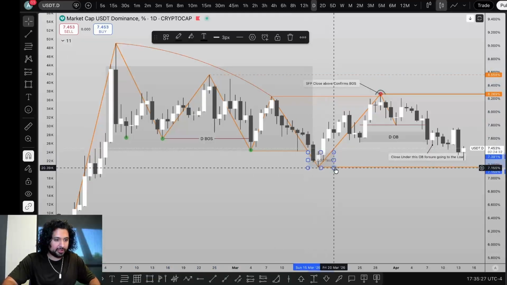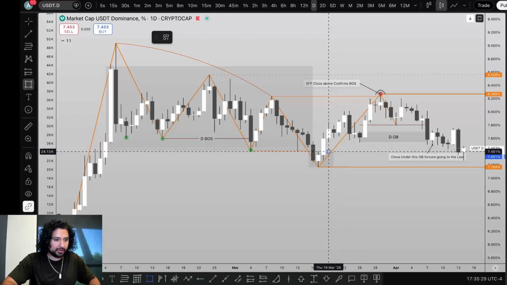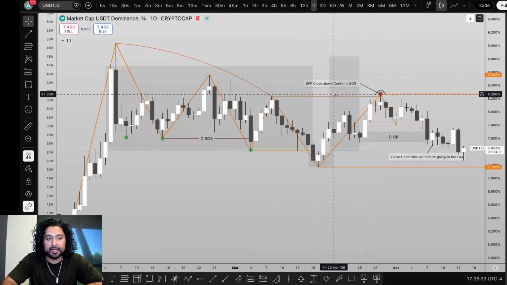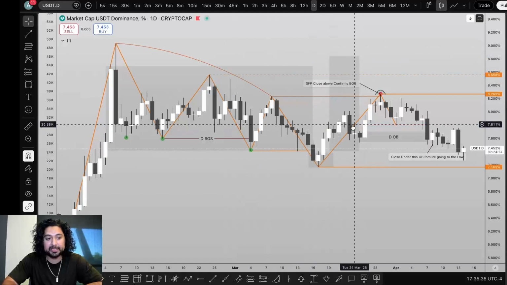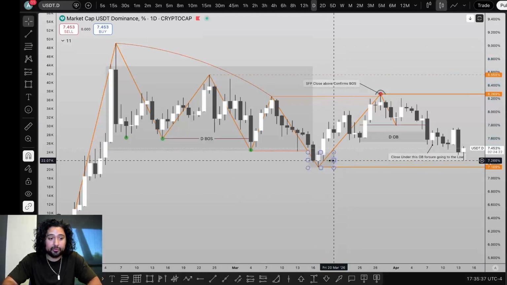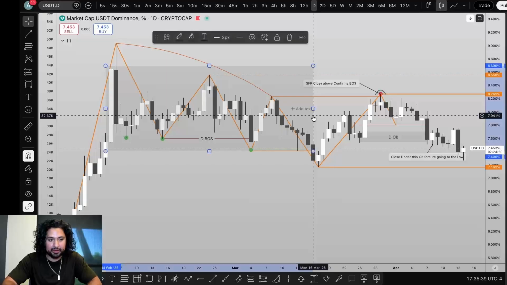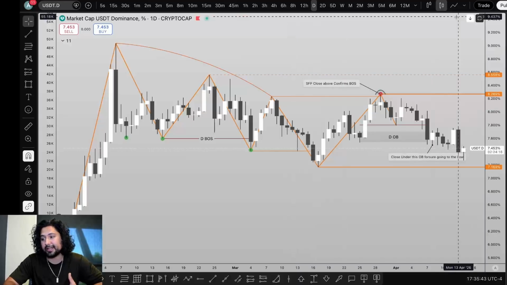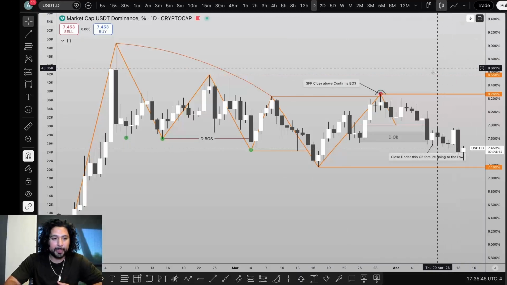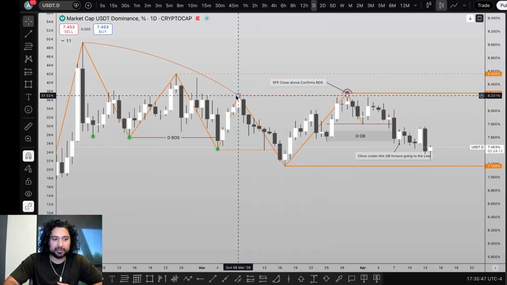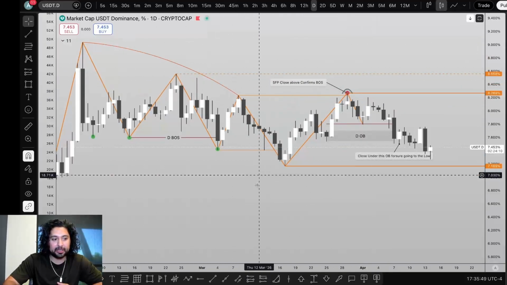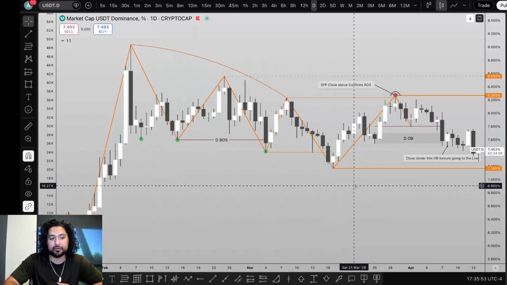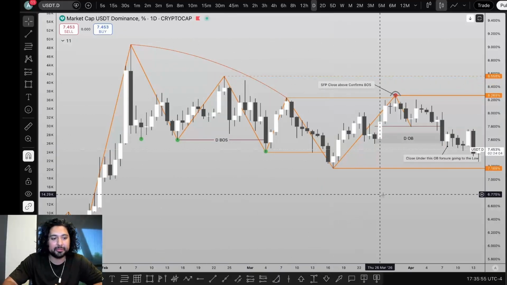Range, manipulation, and continuation. As you can see, it didn't even go and take out this high. So now this is not a valid PO3. Two bullish patterns that should theoretically move USDT higher, aka Bitcoin bearish. But it didn't happen. We just barely swept up these highs and left the liquidity up here, pretty much indicating this accumulation was not enough to give the fuel to go higher, pretty much.